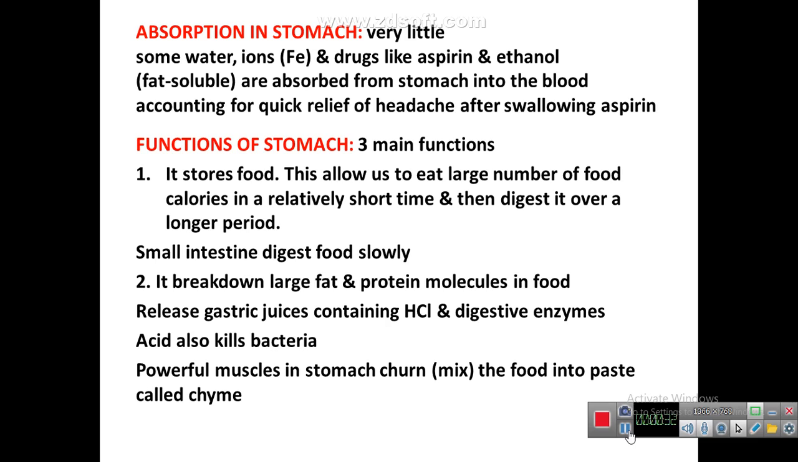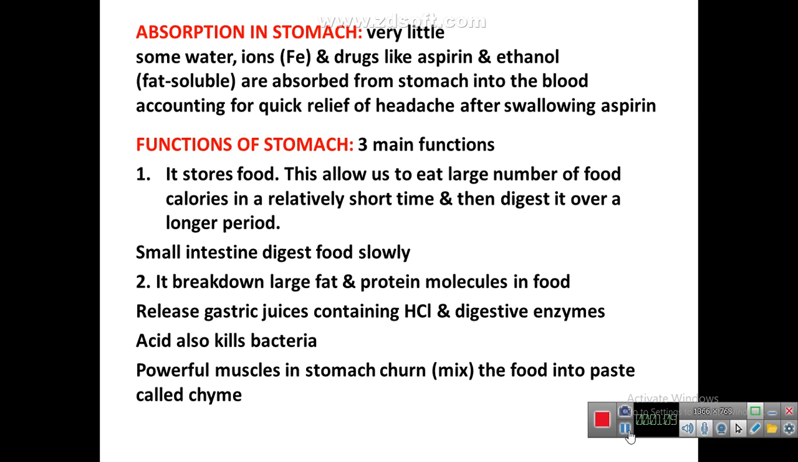Functions of the stomach. Three main functions of the stomach are: first one, it stores the food. This allows us to eat a large number of food calories in a relatively short time and then digest it over a longer period. Without the stomach's storage capacity, we would need to eat very small amounts of food continuously throughout the day. As the small intestine digests food very slowly, the stomach has to store food.